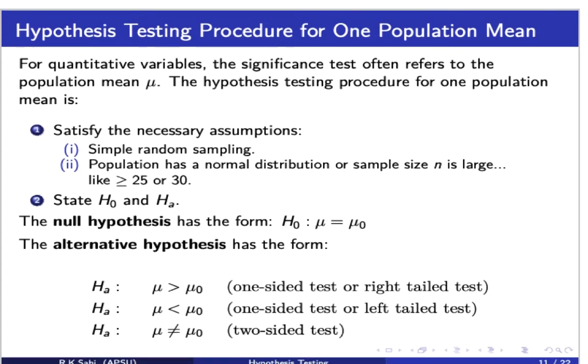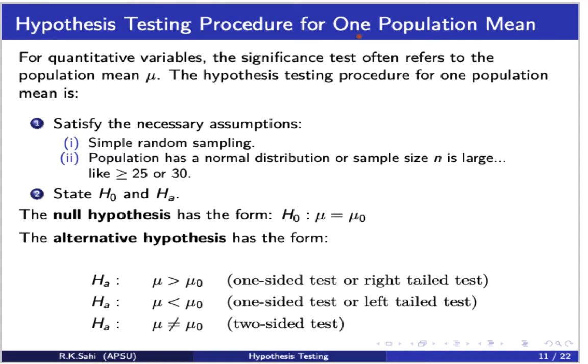Now let's look at the procedure for one population mean. We're only looking at one population mean, guys. For a quantitative variable, the significance test often refers to the population mean, mu. The first thing is we have to make sure the assumptions are right. That means we have a simple random sample, and the population has a normal distribution or a large sample size, say greater than or equal to 25 or more.